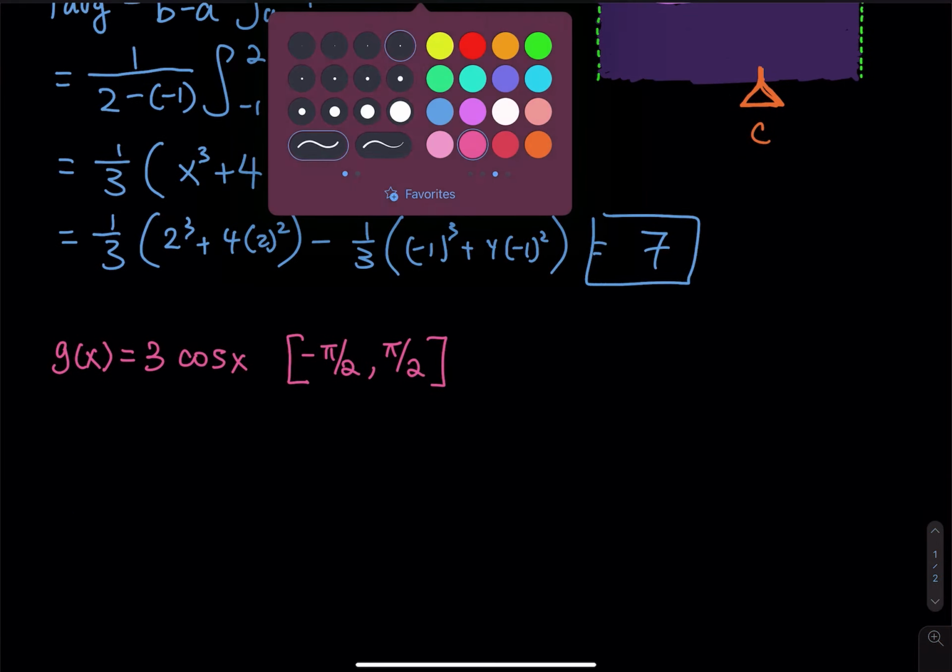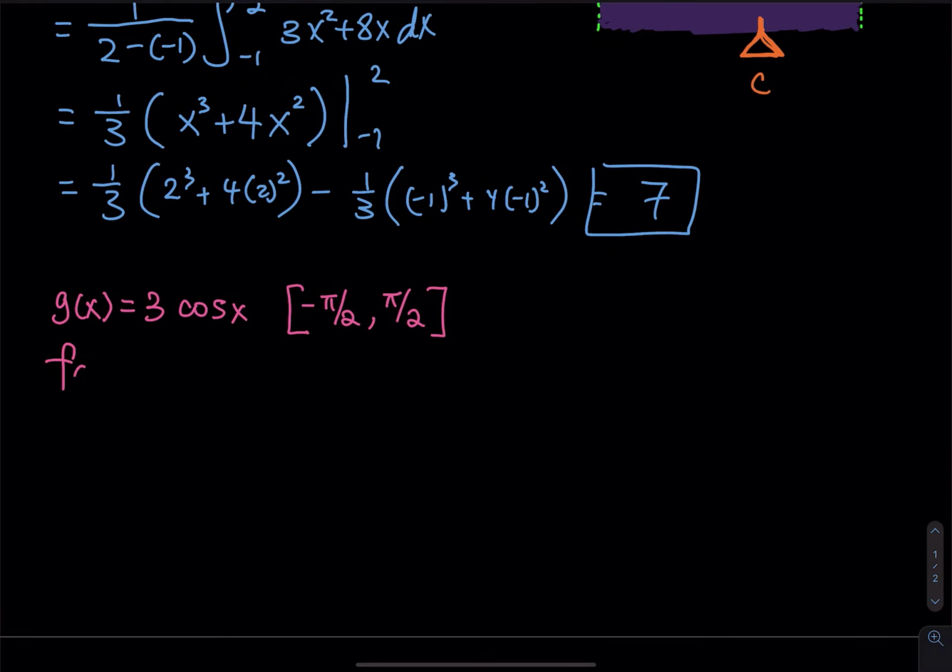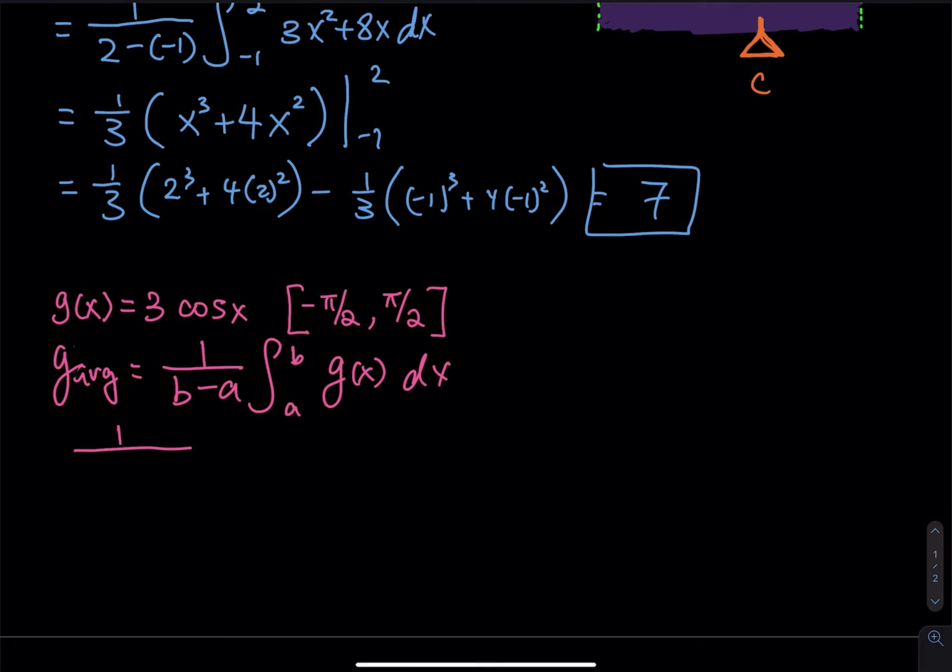So trig function, so we have to do f average that is equal to 1 divided by b minus a, integral from a to b, f of x, or in this case, that will be g of x, same thing. So that will be g average, dx, 1 divided by pi over 2 minus negative pi over 2, integral from negative pi over 2 to pi over 2, 3 cosine x dx.